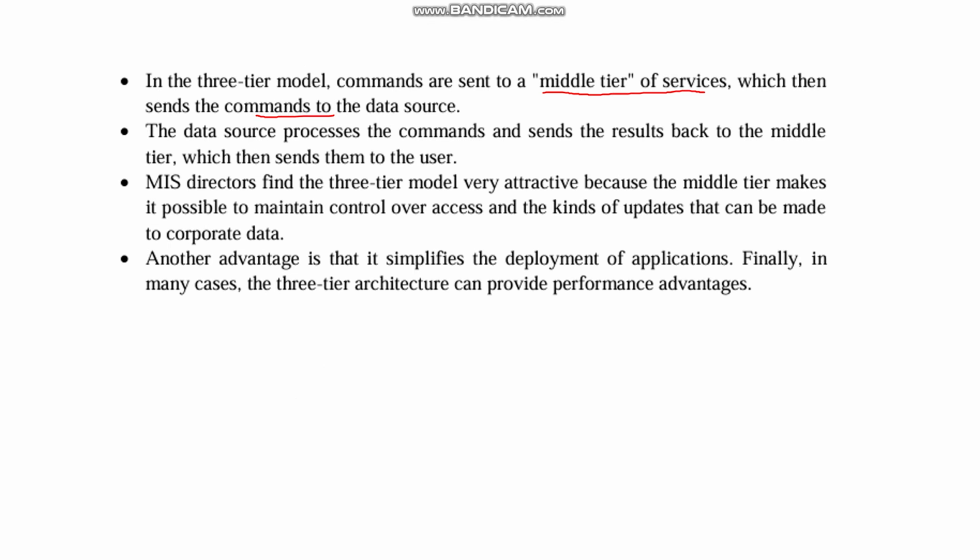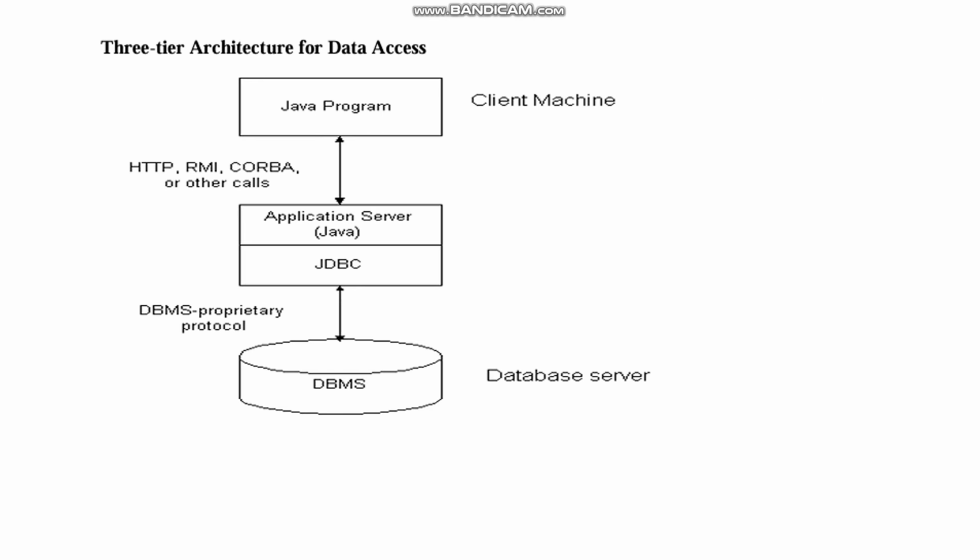Next, the data source processes the commands and sends the results back to the middleware tier, which then sends them to the user here. In this case, the DBMS executes the queries and sends the result back to the middleware server. The middleware server sends the data to the Java program here.